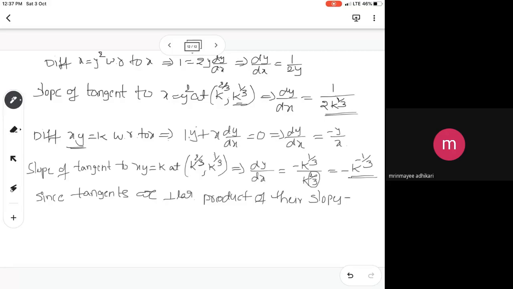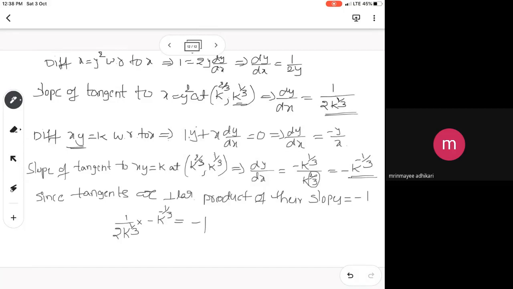So what is the first one's slope here? 1 by 2 into k power 1 by 3, or 2 by 3? Why not 1 by 3? Okay. 1 by 3 into minus k power minus 1 by 3 is equal to minus 1.